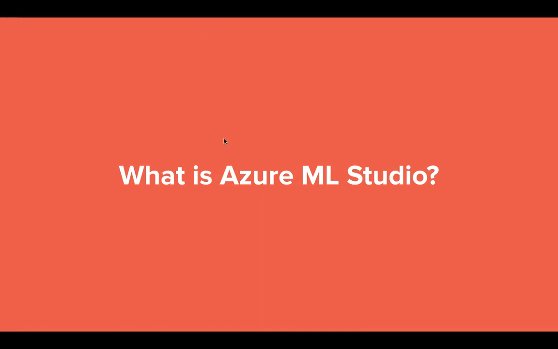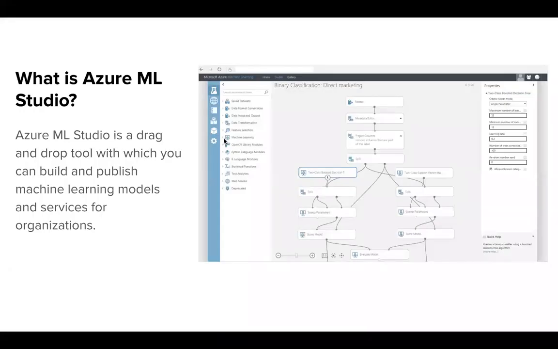Okay, so I'm going to begin by talking about what is Azure ML Studio. Also, by the way, thank you so much to Shravan. He did a great job. Thanks, guys. Okay. What is Azure ML Studio? It's basically a drag and drop tool with which you can build and publish machine learning models and services for organizations. If you look at this screenshot right here, this is how the GUI looks. It's really neat. Did you ever think that you wouldn't need any coding to make a machine learning model? It's pretty great, right?